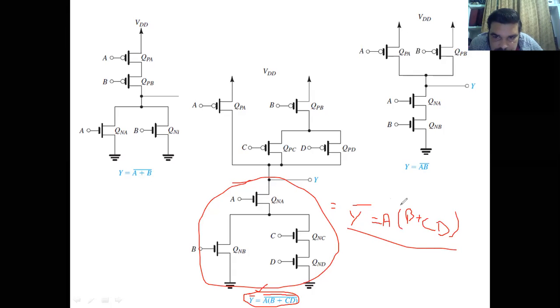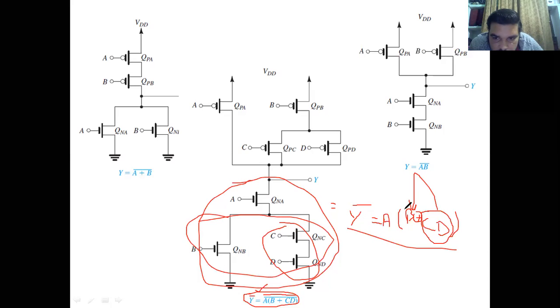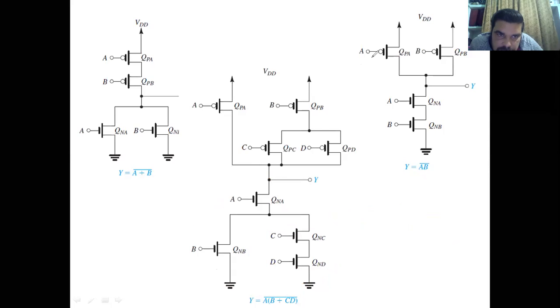This has been converted in the form that we want to design the pull down network. Now you can see that first we will design two NMOS connected in series having input C and D. Now to this network, one NMOS having input B will be connected in parallel. And to this whole combination, another NMOS having input A is connected in series. So this is how you design the pull down network.